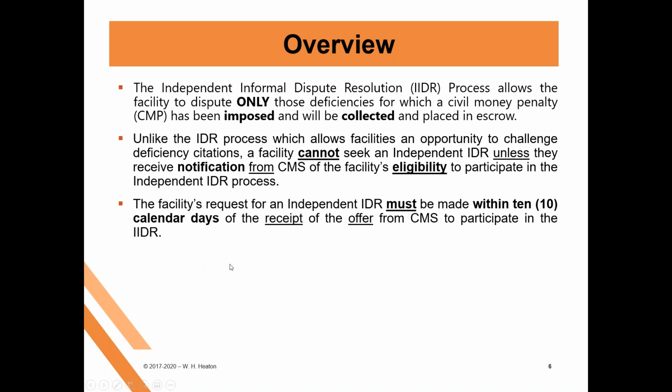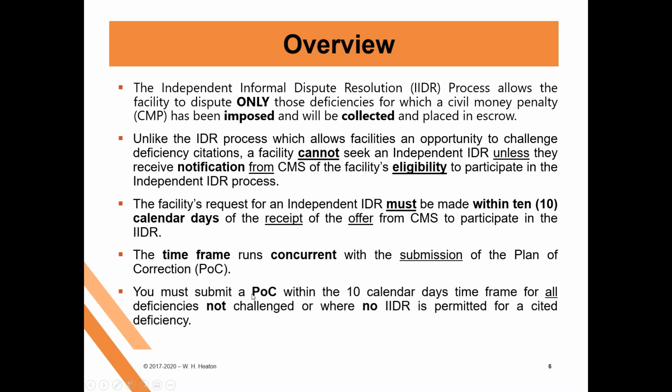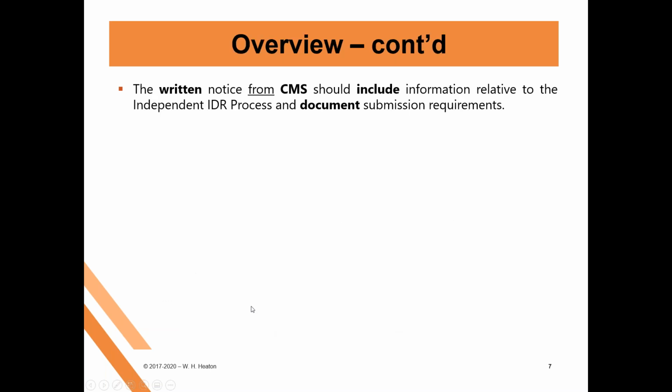That's very important. The time frame runs concurrent with the submission of the plan of correction. You have 10 calendar days, and these run concurrently. So if you're going to request an independent IDR, it has to be within 10 days of your receiving this information. You must submit a plan of correction within 10 calendar days for any deficiency that you're not challenging, or for which an independent IDR is not permitted.